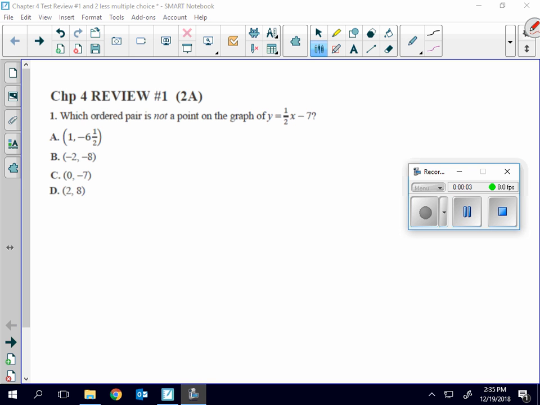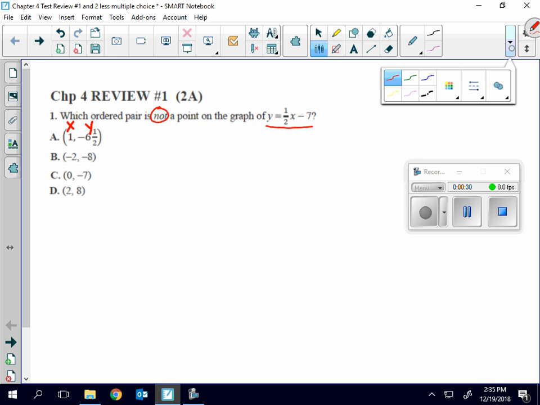Hello everybody. This is chapter 4, review number 1. Question number 1 says, which ordered pair is not a point on the graph y equals 1/2 x minus 7? So what's going to happen is one of these is not going to satisfy the equation. It's not going to make the equation true when I plug in the numbers for x and y.